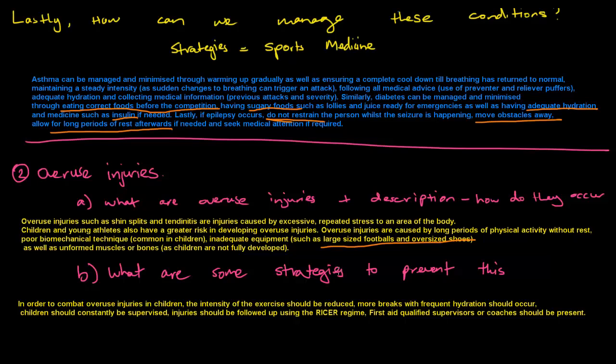In order to combat these overuse injuries in children, we need to make sure that the intensity of the exercise is reduced, and more breaks with frequent hydration should occur. By doing that, we're reducing the chances of overuse injury by a lot. The main reason overuse injuries occur is repetitive movements over short periods of time, which cause stress in a specific area of the body. So by having frequent breaks and frequent hydration, we can make sure that these children don't work too hard or play too long with the same type of movements, and that overuse injuries do not occur.